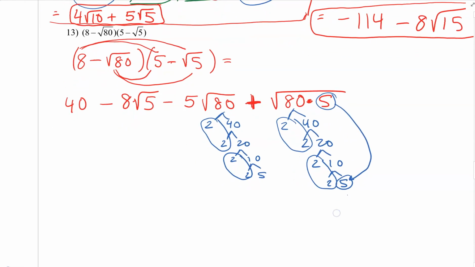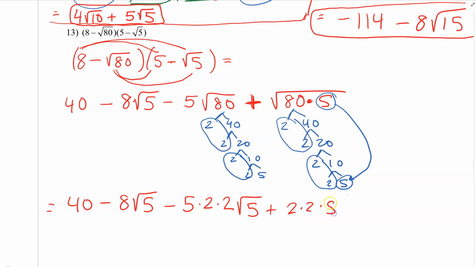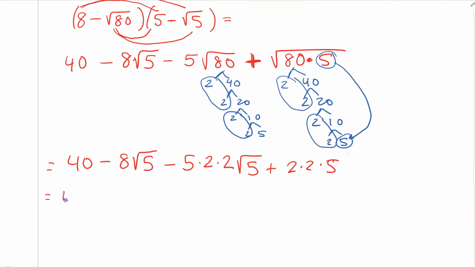So let's see what we got here all together. So now we've got 40 minus 8 times the square root of 5 minus 5 times 2 times 2 times the square root of 5 plus 2 times 2 times 5, because there's nothing left in the square root for this last expression. Let me keep going there. So now I have 40 minus 8 rad 5 minus 10 times 2, so that's 20 rad 5 plus 20 again, right? 2 times 2 is 4 times 5 is 20.